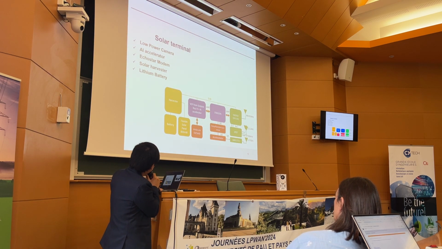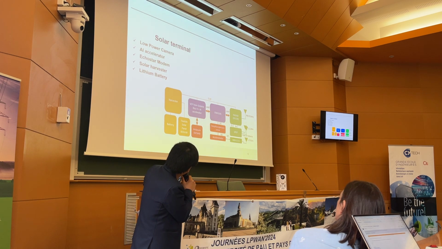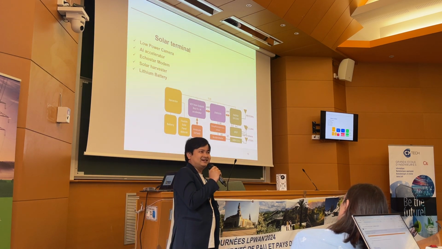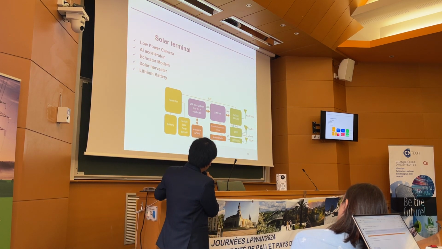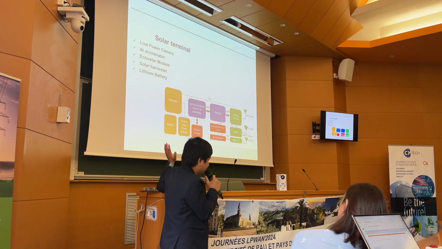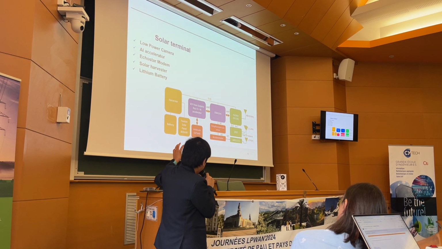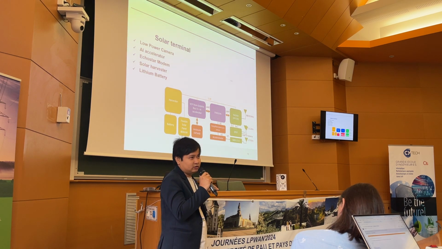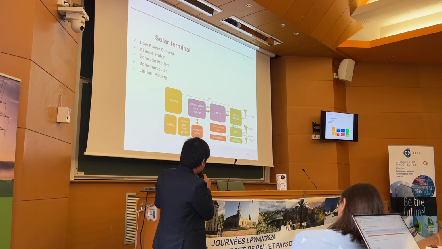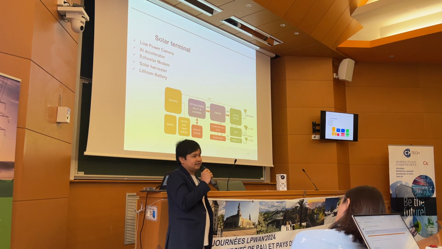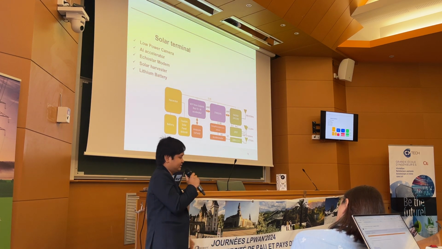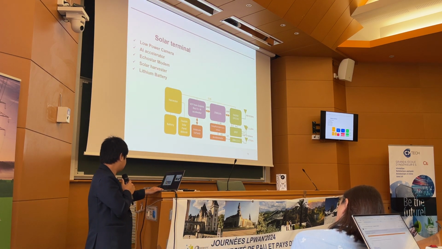Okay, so here we have the block diagram of the device. On the left side, the yellow is the power, the purple part is the AI camera, the red one is the transmission terminal to the satellite, and the green part is the RF part in the device.